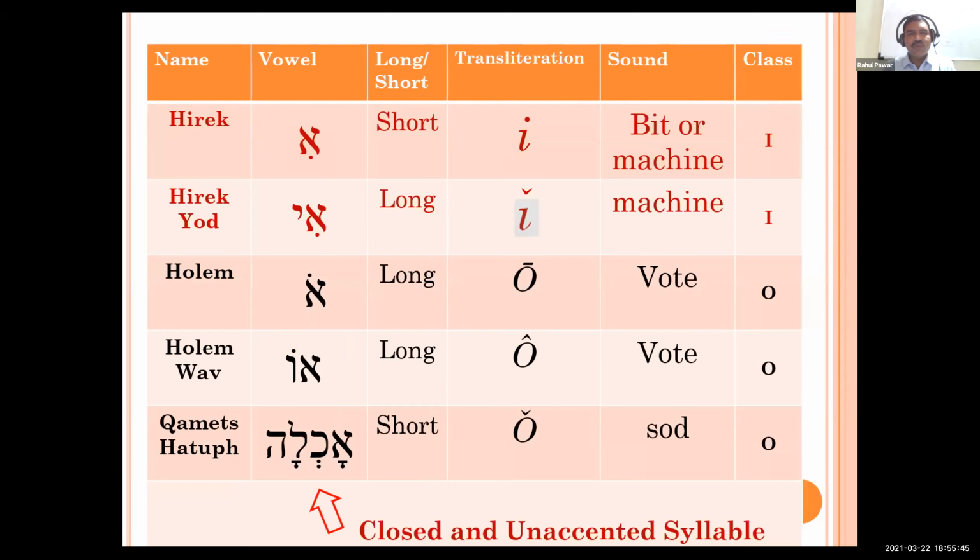To summarize once again, we'll review what I have said. The first vowel we have learned today is the I class vowel called Hirek. Everyone repeat after me: Hirek. Hirek is a short I class vowel. The I is in italic, and it gives the I sound in machine or in beat.